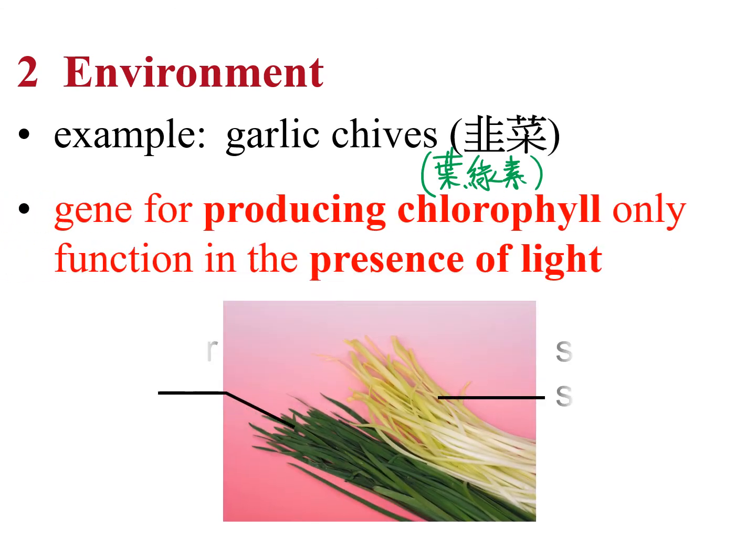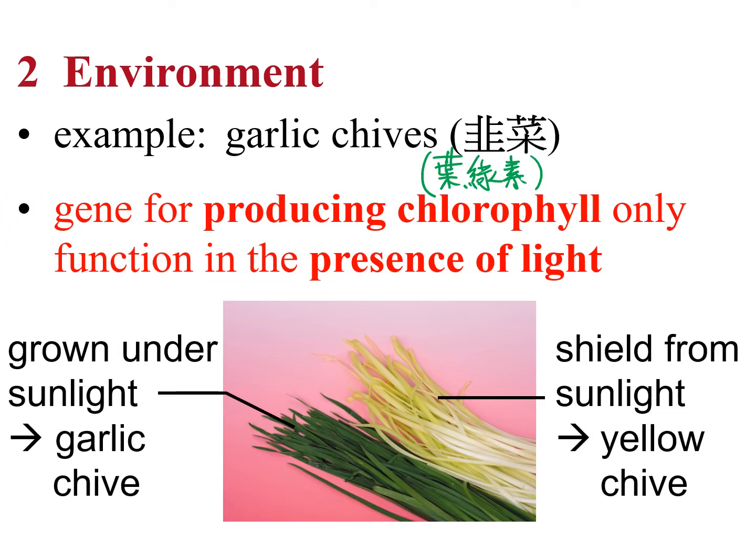Another environmental effect giving different phenotype is the garlic chives, 韭菜. It has a gene for producing chlorophyll. The green pigment only functions in the presence of light. So therefore, if the garlic chives is grown under sunlight, it will show the green color as the garlic chives. But if the garlic chives are shielded from sunlight and grow in the dark, they will grow out as the yellow chives, 韭黃 instead of 韭菜. So this shows that the phenotype can be affected by the environment again.